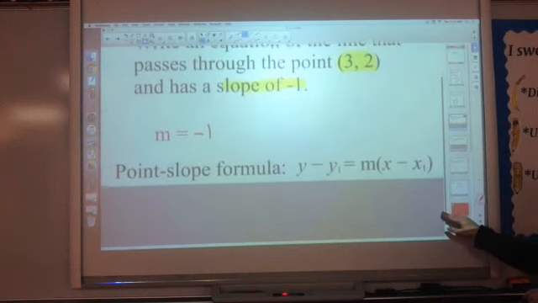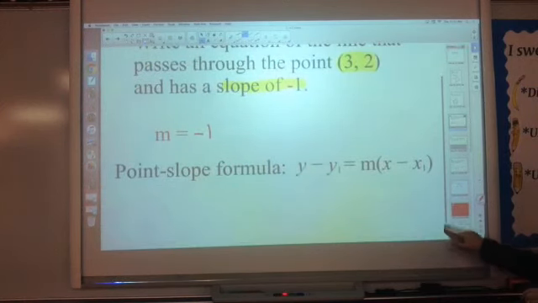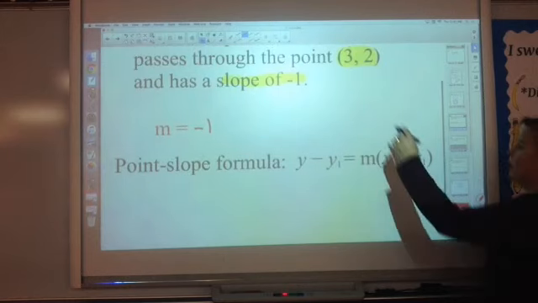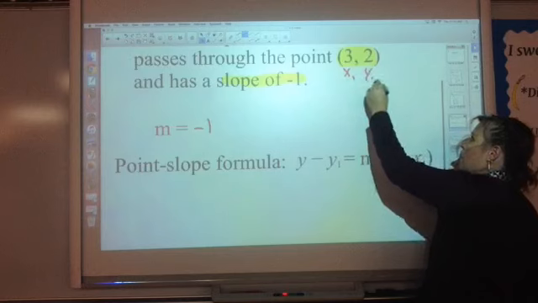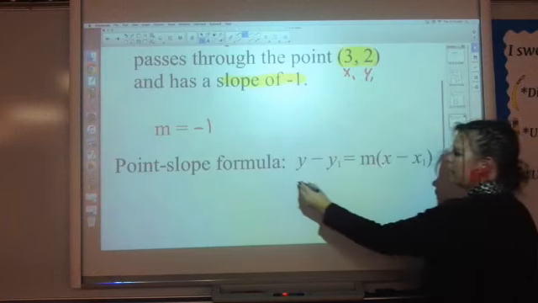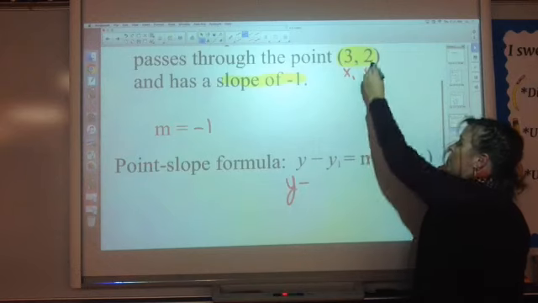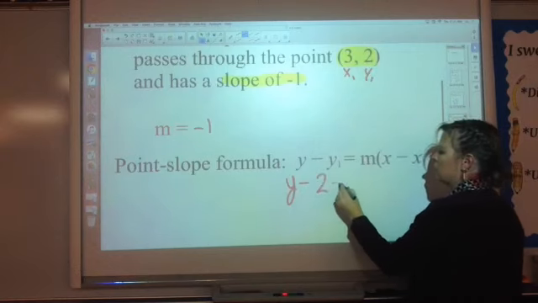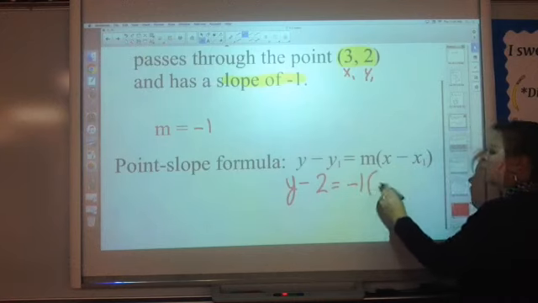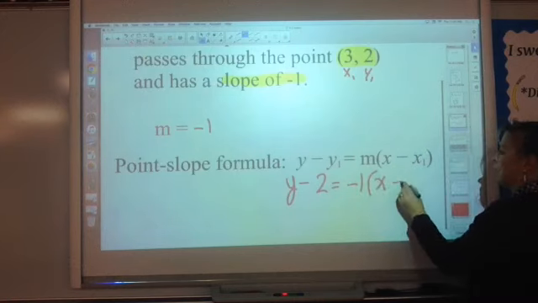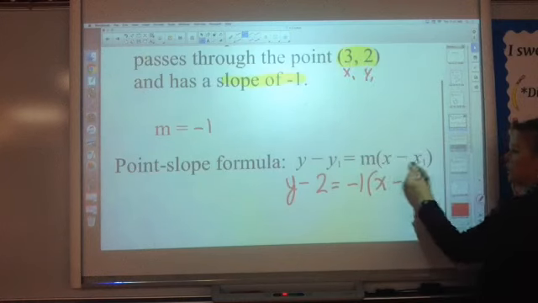Point slope formula again. Pause it if you want to rewrite it. We'll put it in its format. Reminder that this is x1 up here. This is y1. So as we plug in the numbers, the y remains a variable. Y minus 2 equals, your slope is negative 1, parentheses, x, minus, and this time we have a positive 3. So it's just x minus 3.